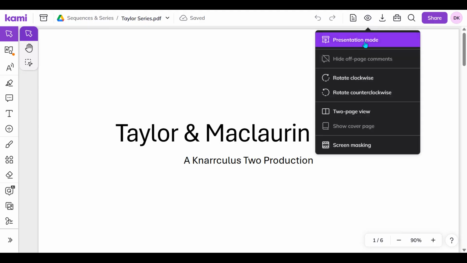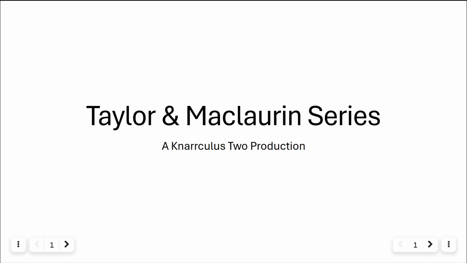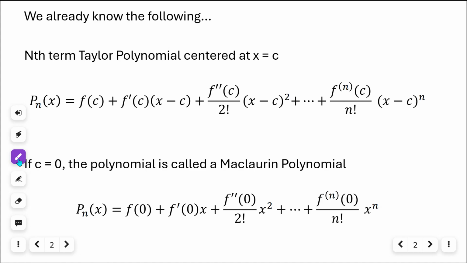Today we're going to be talking about Taylor and Maclaurin series. This is really the culmination of everything that we've done here in this unit, from your series tests to everything all the way up the line. We're going to be talking about how to take Taylor and Maclaurin polynomials and turn them into Taylor and Maclaurin series. It's not as difficult as it looks.